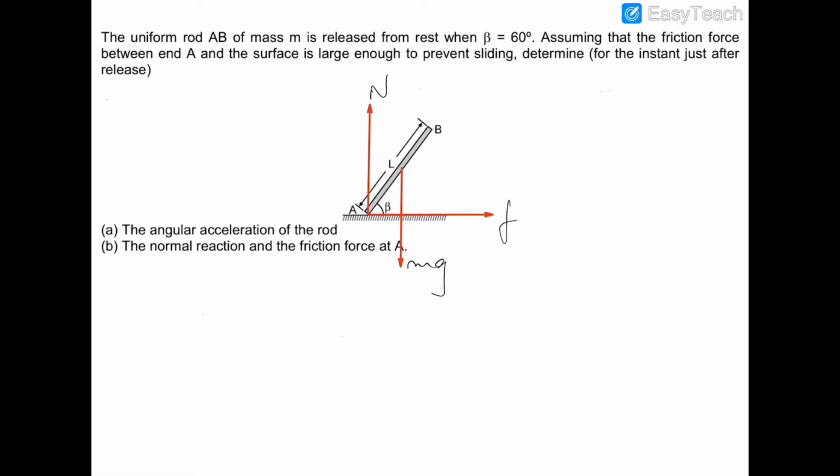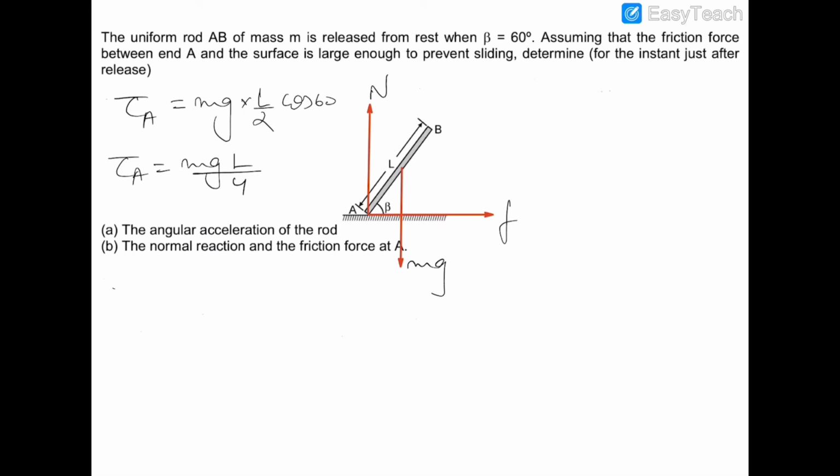Now first of all, to find out the angular acceleration, let us write down the torque about point A. So torque about point A would be produced only due to mg, because these two forces are passing through point A, and therefore their torque would be 0. So the torque of mg about point A would be mg into L by 2 cos 60. This angle is 60 degrees, so this is mg into L by 2 cos 60. So torque about A is mg L by 4. So this is the first equation.